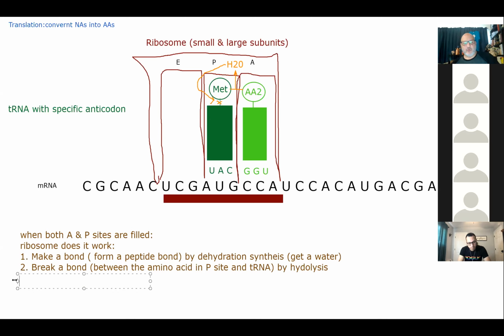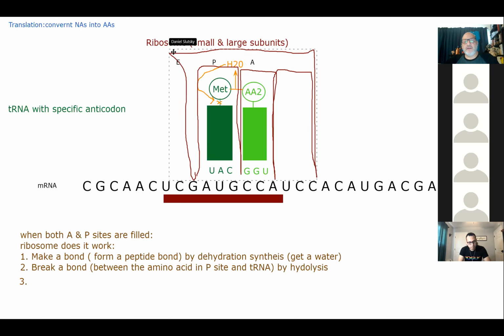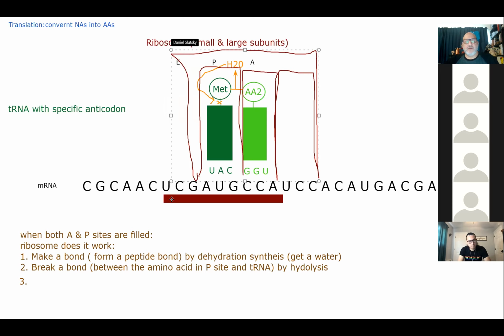So the next thing we have to do, like any good Friday night, what do you do? You sit on your phone and you swipe right. And that's what we're going to do here. This whole ribosome shifts to the right on the messenger RNA. The large subunit shifts to the right. The small subunit shifts to the right. Notice when it shifts to the right, 3 things happen.